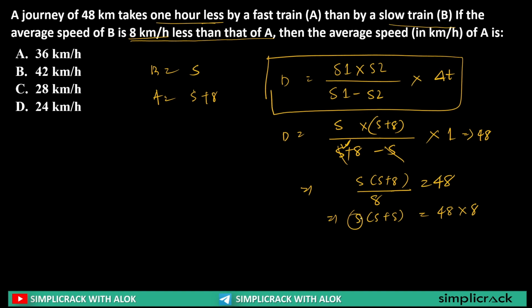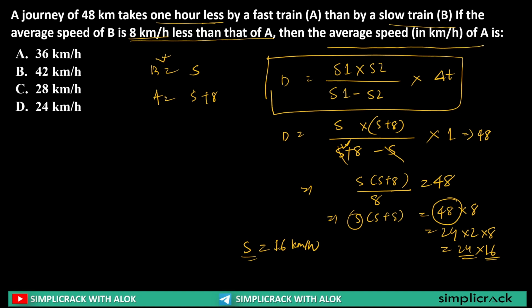So if I find S and multiply with S plus 8, I will get this number. If I had to decode this number, let's say 24 multiplied by 2 into 8, so 24 into 16. So if 16 is my S, S plus 8 will be 24. So what is my S? That is 16 kilometers per hour. Now, S is B, the slower speed. What it has asked is the higher speed, that is 16 plus 8, that is 24 kilometers per hour. See, this is quite easy.